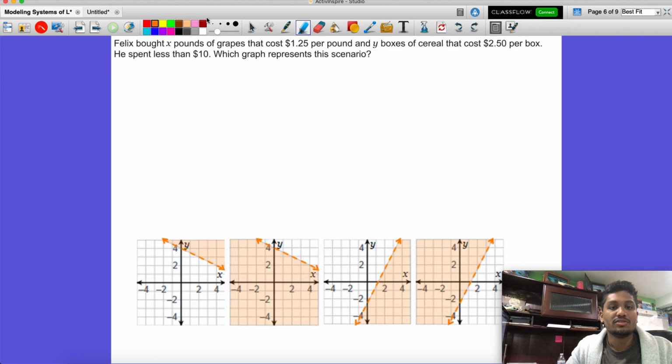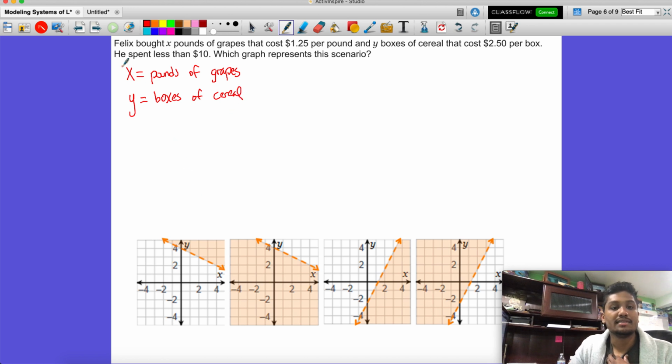All right, so let's do one more here. It says Felix bought x pounds of grapes that cost $1.25 per pound and y boxes of cereal that cost $2.50 per box. So we're dealing with two different things here, grapes, which is why we have a whole variable just for grapes. So we're going to write that out here. x is equal to, now we're not going to write grapes, we're going to write pounds of grapes. The reason we're doing that is because it says pounds of grapes and we already know the cost. And then y would be boxes of cereal.